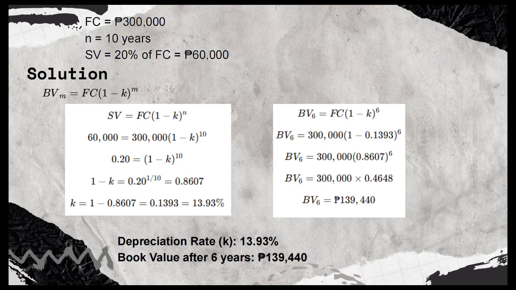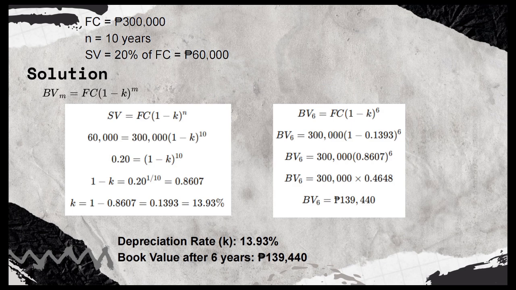So now let's move on to the book value after 6 years. So BV6 is equals to FC multiplied by 1 minus K to the power of 6. So BV6 is equals to 300,000 pesos multiplied by 1 minus 0.1393 to the power of 6, which is this is the depreciation rate, no? Like we have seen earlier, the 13.93%. So it will become the K.